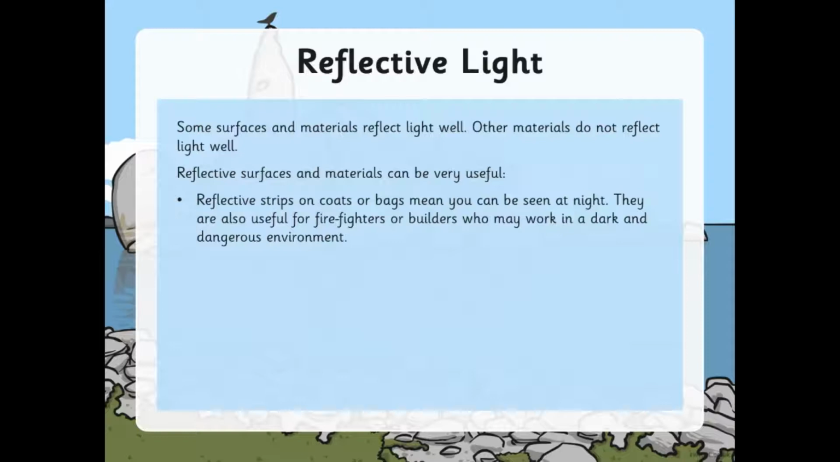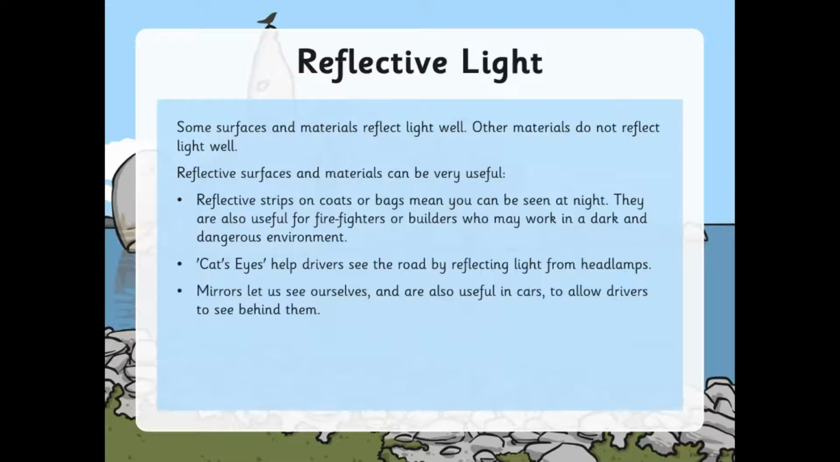So firefighters, builders, road workmen who are out on the motorways at night repairing roads, they also need to be wearing materials like that to be able to be seen. Cat's eyes help drivers see the road by reflecting light from headlamps. So the cat's eyes are the markings in the middle of the road, and very often if you're driving along the road at night, to help you see where the middle of the road is, your headlights will reflect off the cat's eyes to guide you the way that you are traveling.